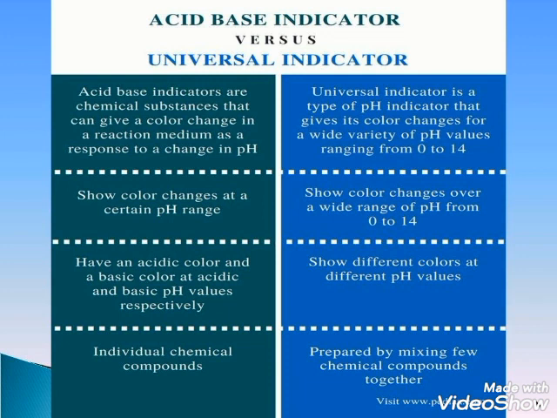Now, what is the difference between an acid-base indicator and a universal indicator? As I already said, acid-base indicators are generally single compounds which change color over a particular pH range, whereas universal indicators are a group of compounds which change color over a wide pH range from 0 to 14. With the help of an acid-base indicator, we can know only whether it is acidic or basic, whereas with the help of a universal indicator, we can know the exact strength of the particular solution, whether it is a strong acid, strong base, weak acid or weak base.